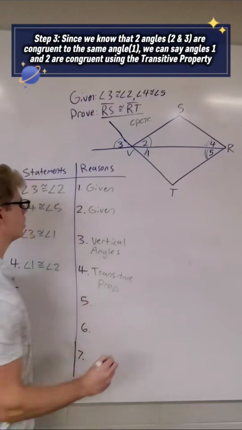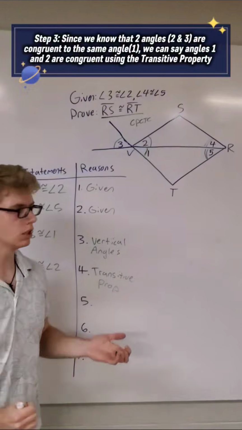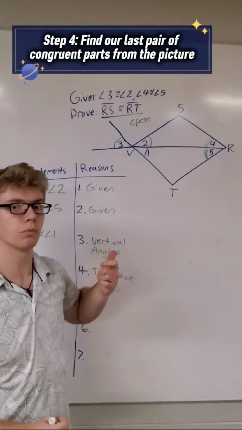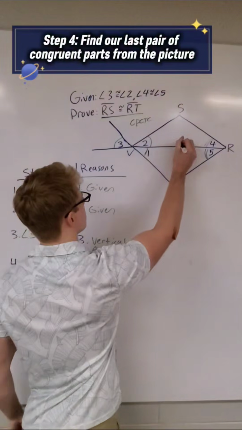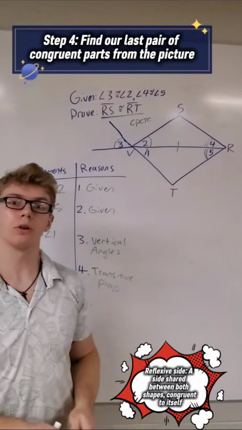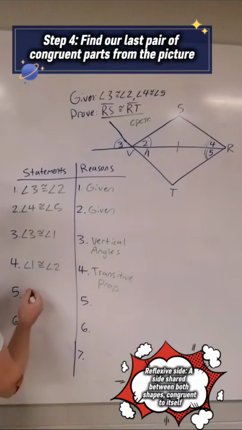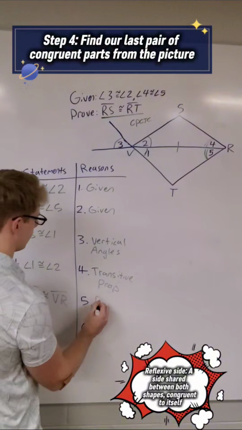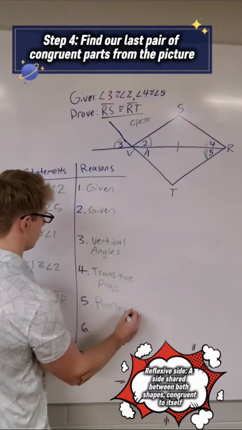Next up, we have used all our given information. We looked at the picture to find the vertical angles. We also have a pair of sides that are going to be congruent between these two triangles, and they are smack dab in the middle. That's called a reflexive side when it is shared between two triangles, right? So we can say that BR is congruent to BR using the reflexive property. I'm going to write reflexive here.